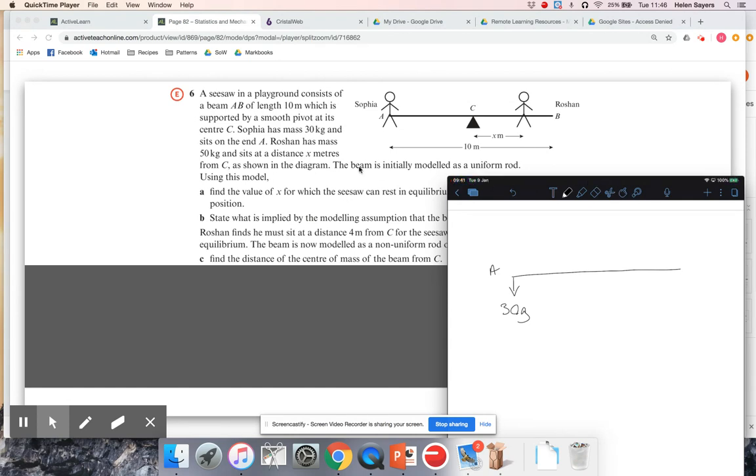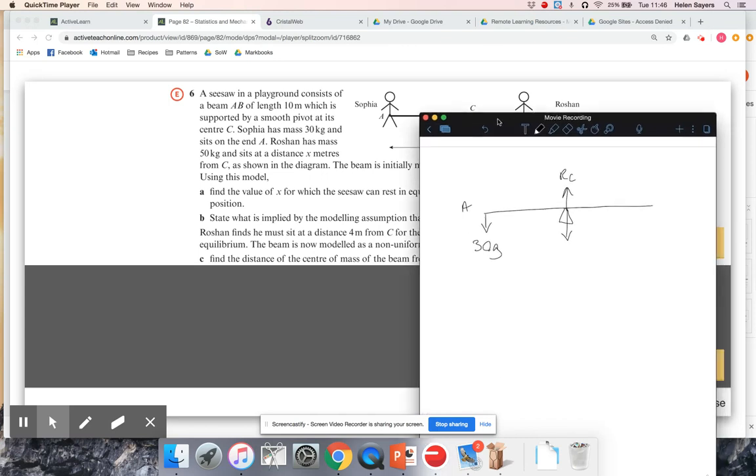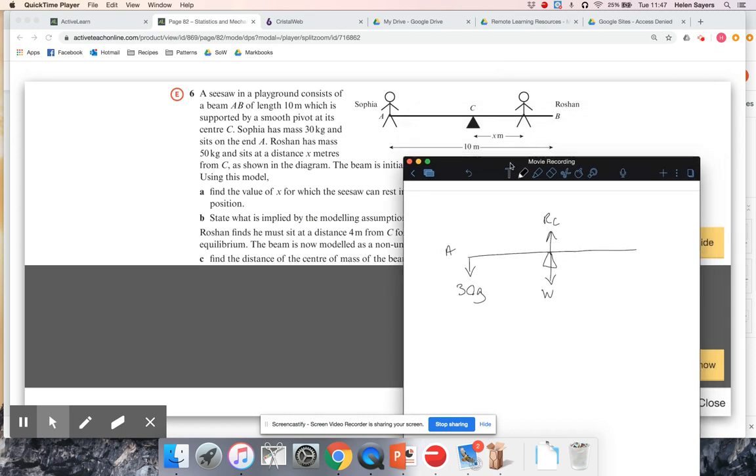To start with, the beam is initially modelled as a uniform rod. So the pivot is at the centre. It tells us that in the question. So the smooth pivot at the centre, smooth means we don't have to worry about friction. So there's going to be a reaction at the pivot, but also the actual weight of the seesaw, which we're not told. So we'll come on to that. That must mean we don't need it. So we're not told the actual mass or weight of the seesaw.